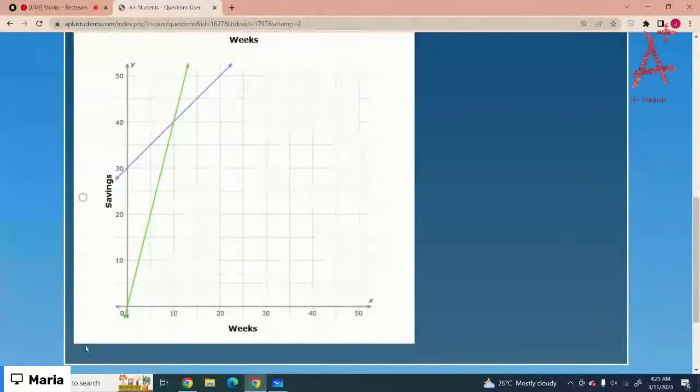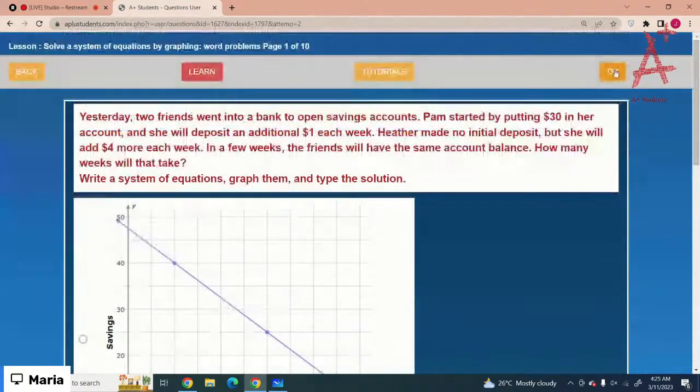So this one is the solution. Here is the equation that passes through the origin (0, 0), and here is the one that touches the y-axis at 30. So the second one is the solution of the equation. Got it? Just select the correct option, then click on the OK button.